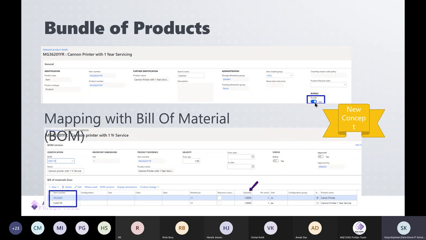As I said, bundle, which is a new concept, this checkbox has been added on the product master. So when you say it's a bundle, it's like a BOM. For all the bundles you can create one BOM version and add multiple lines. So in this example, you can see printer and one printer's 1 year service. So basically, you will be selling the bundle, meaning printer with services.